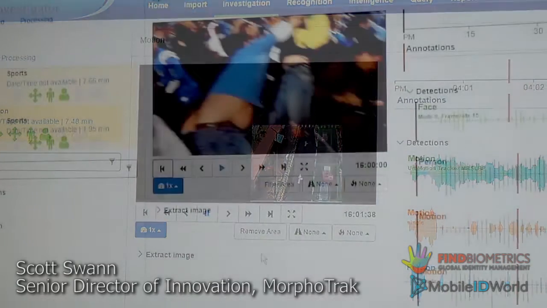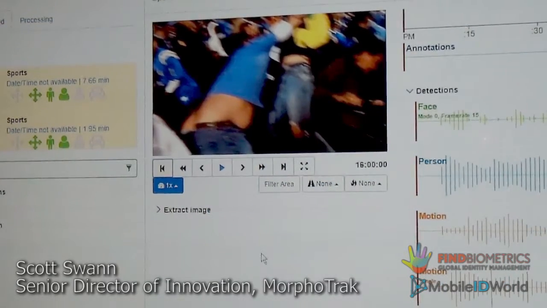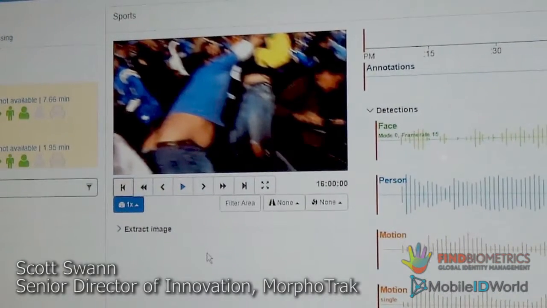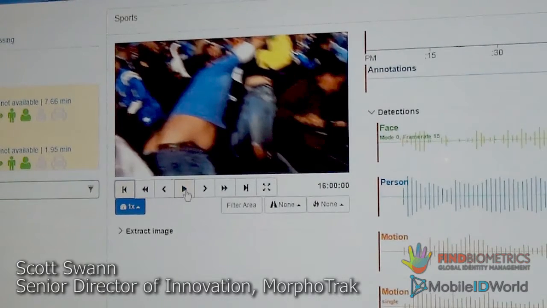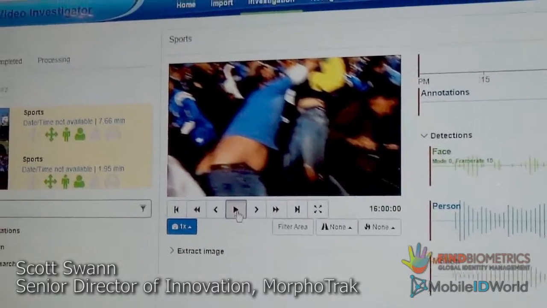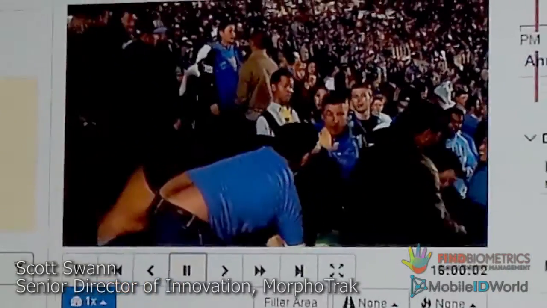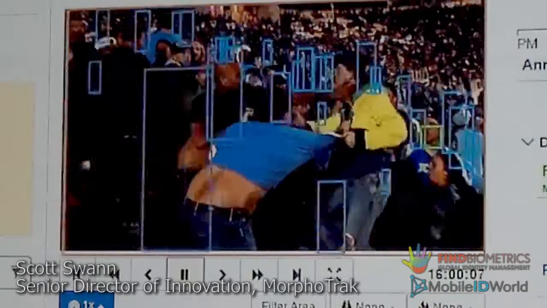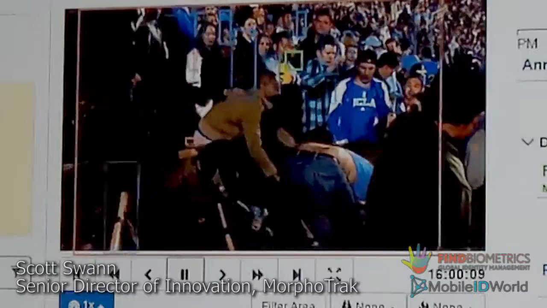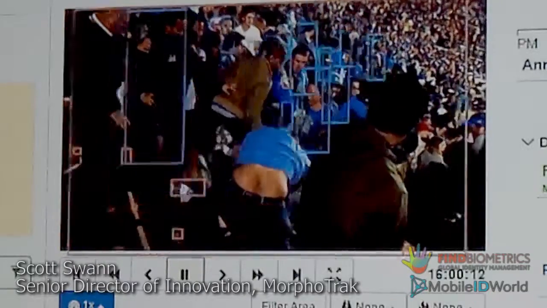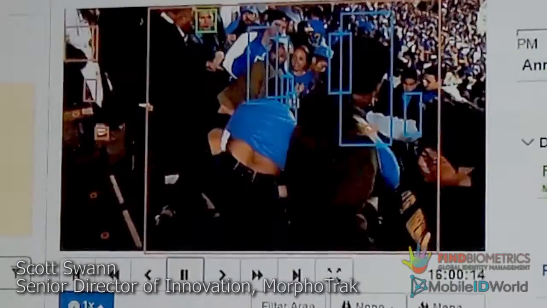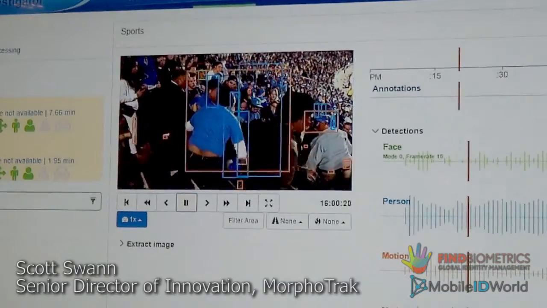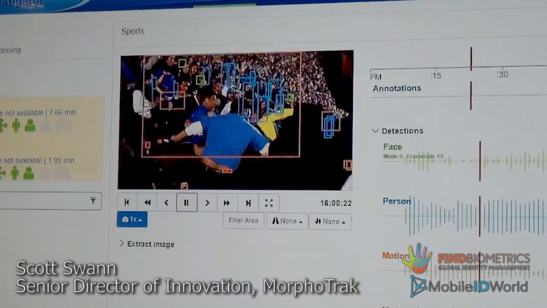Some additional analytics, and really some of the strengths of Morpho that we provide within the product, are our ability to find faces, to find license plates, to find people. In this particular video, you'll see that we're looking at motion, we're looking at faces, and we're also identifying people. So you'll see a lot of detections that are illustrated by the boxes. The blue boxes are for finding people, the green boxes for finding faces, and of course you'll see a lot of motion in this particular video. This allows an investigator to essentially choose which analytics can help them solve a case.